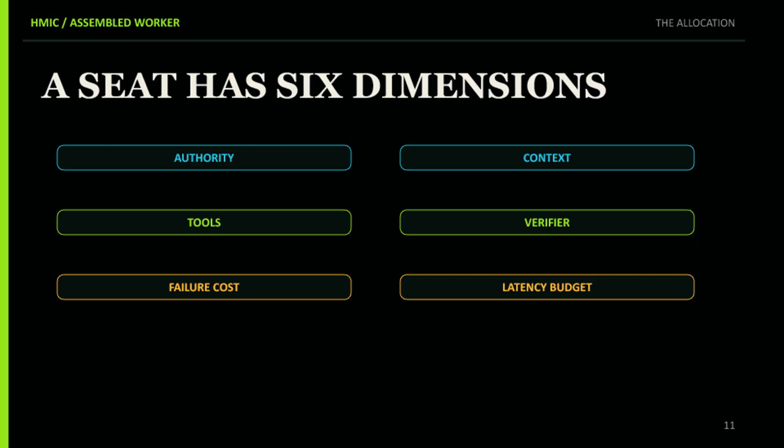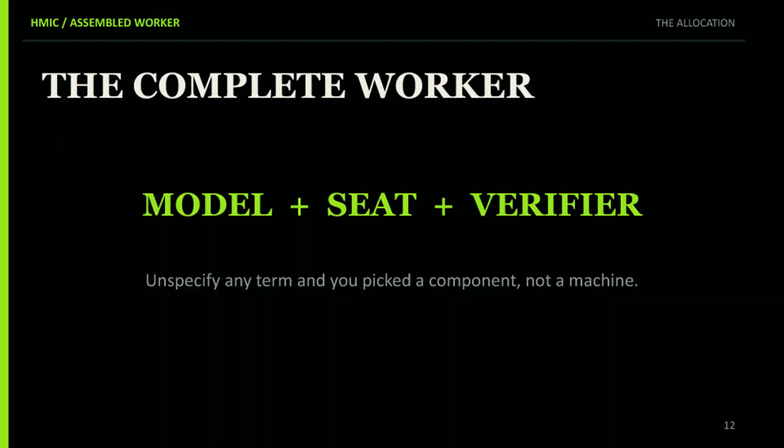A seat has 6 properties: the authority the worker holds, the context it can access, the tools it can invoke, the verifier that defines what done means, the failure cost if it's wrong, and the latency budget it is allowed. So worker is model plus seat plus verifier. The complete identity of a worker is the model, the seat, and the verifier together. Unspecify any one of those, and you've picked a component, not a machine. The model is the component, the workflow is the machine.